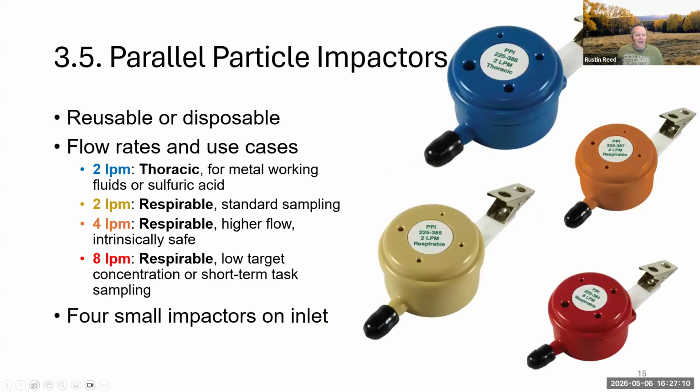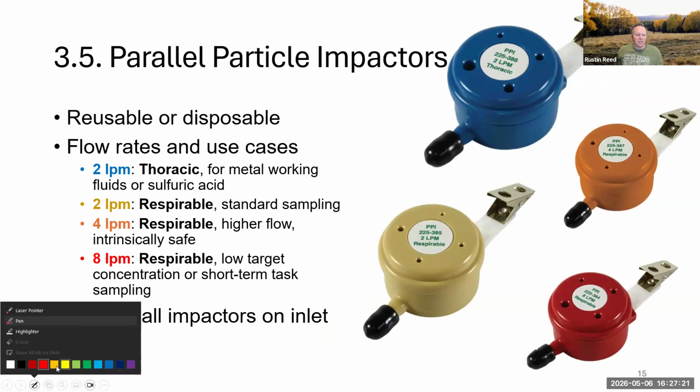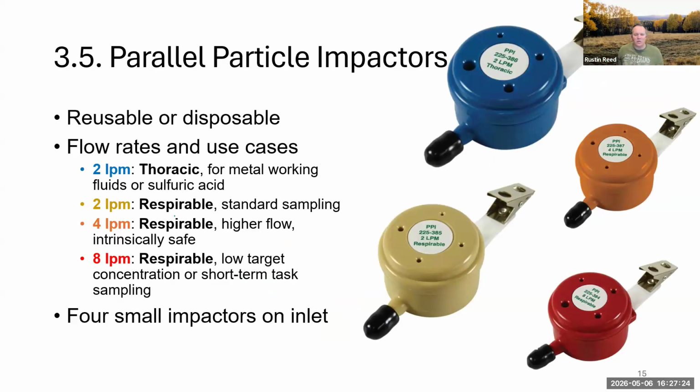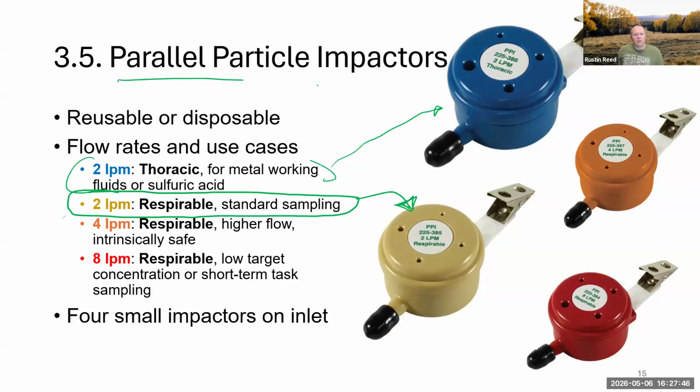So I will say I don't own stock in any of the companies that produce this equipment. I'm sharing what I'm familiar with, and that's all. There's no other reason. So this blue, if you're ever interested in sampling thoracic size, it's available, but we're focused on silica. Most of the time, I think for most scenarios, this tan colored PPI, parallel particle impactor, is the one you would probably want to use.